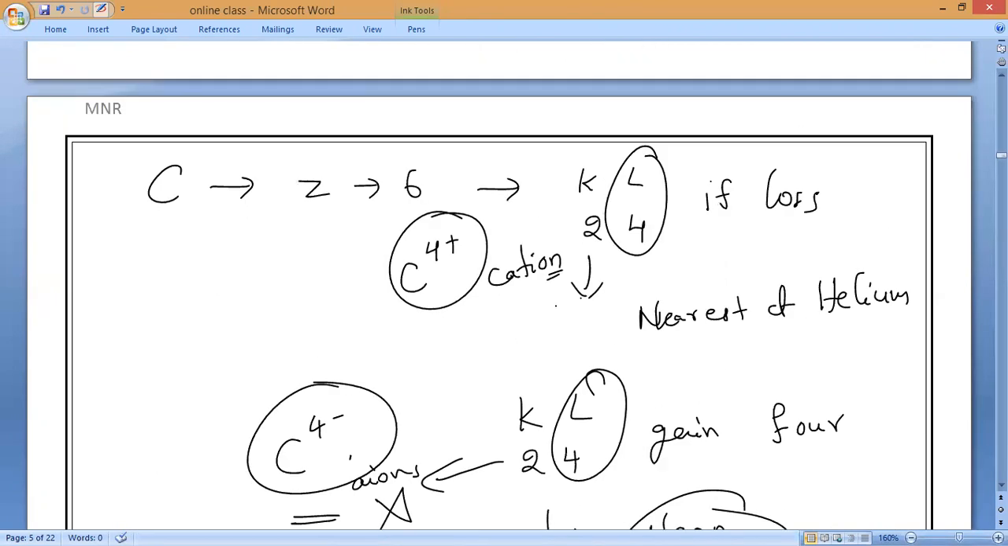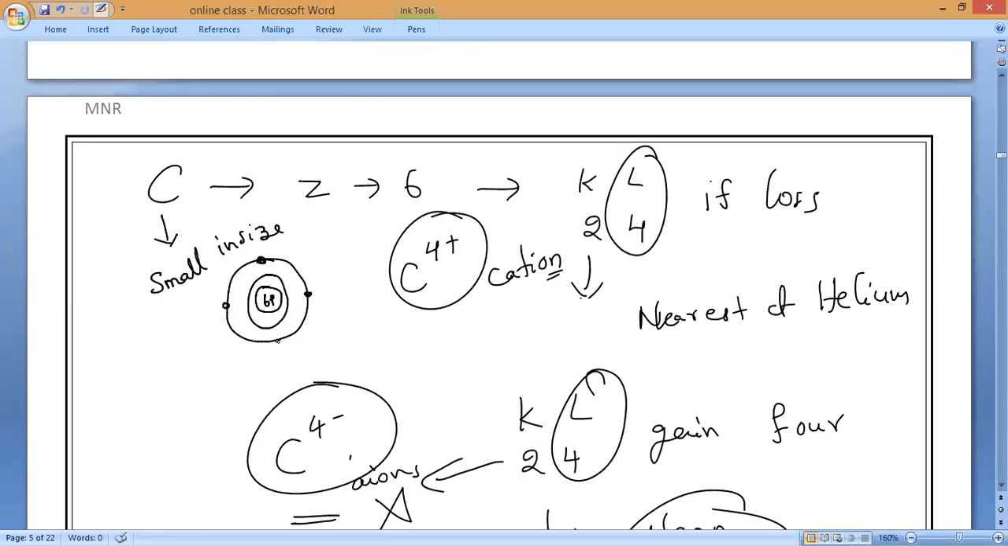Next, coming to the cations. Now remember, as I told you, carbon is extremely small in size. Small in size, so the binding force by the nucleus on the electrons which are present in the valence cell is strong.